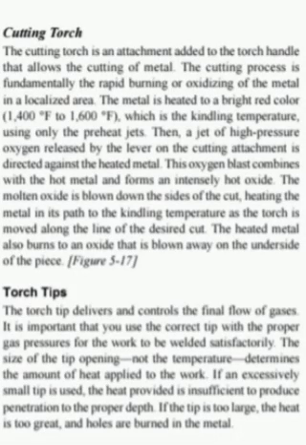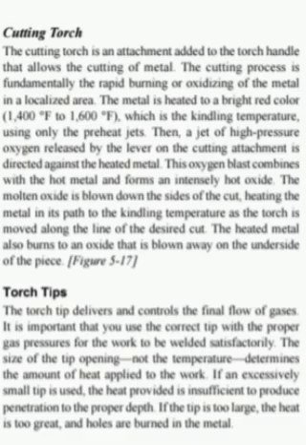Cutting torch. The cutting torch is an attachment added to the torch handle that allows the cutting of metal. The cutting process is fundamentally the rapid burning or oxidizing of the metal in a localized area. The metal is heated to a bright red color, which is the kindling temperature, using only the preheat jets. Then a jet of high-pressure oxygen released by the lever on the cutting attachment is directed against the heated metal.